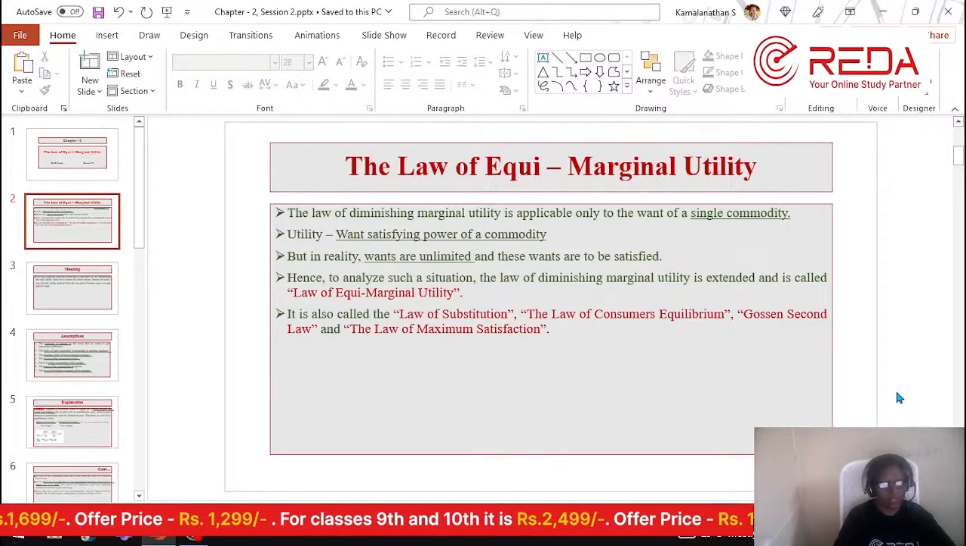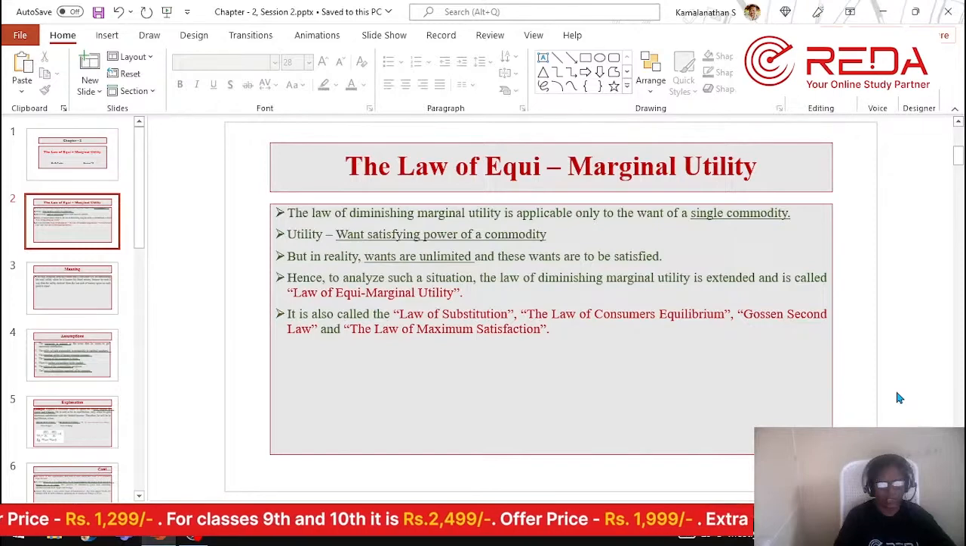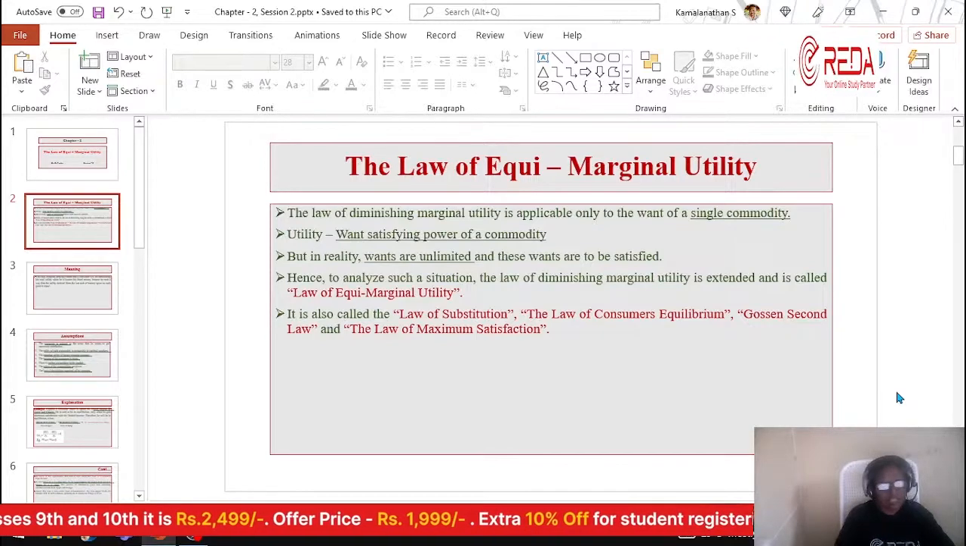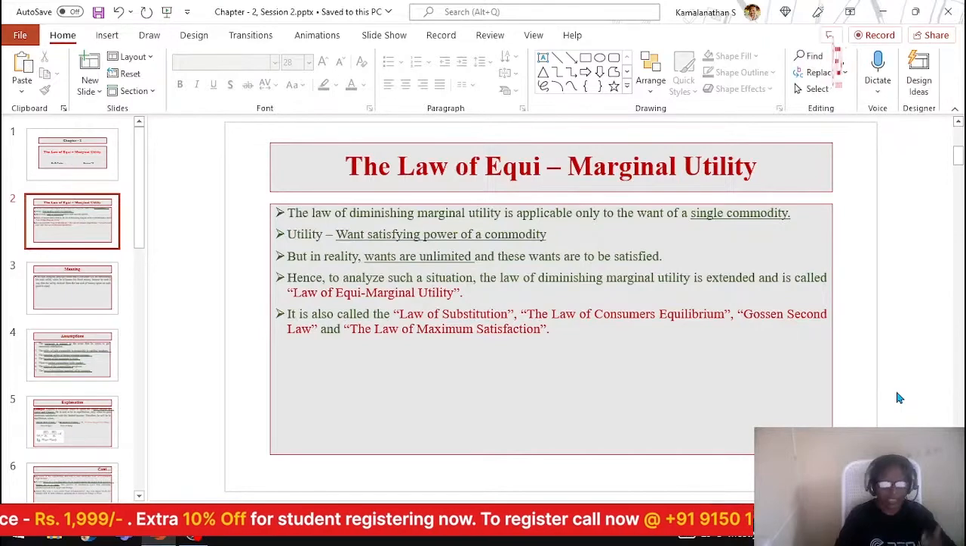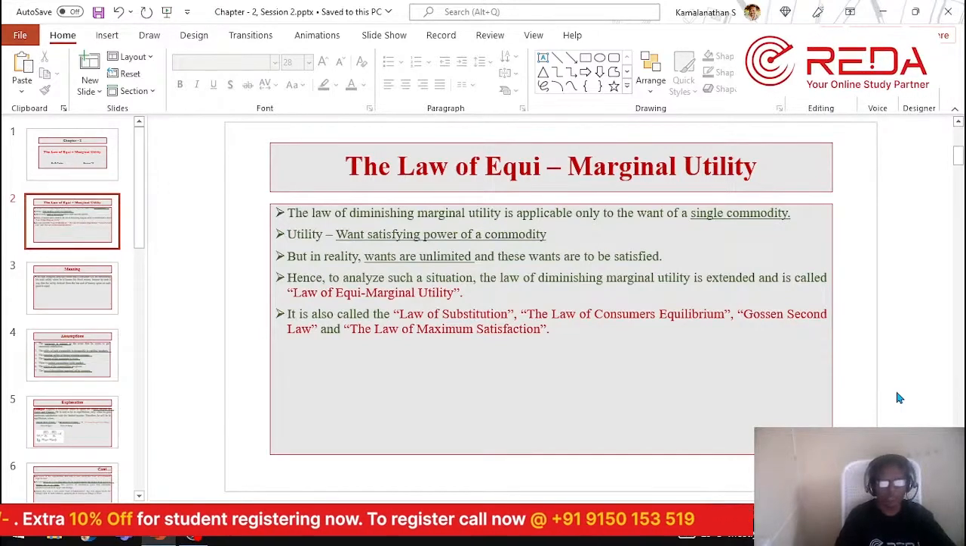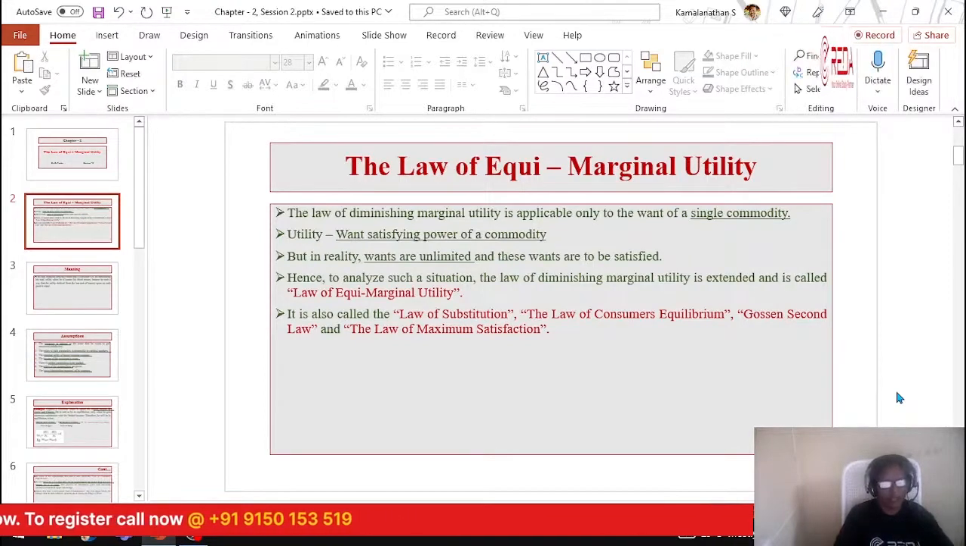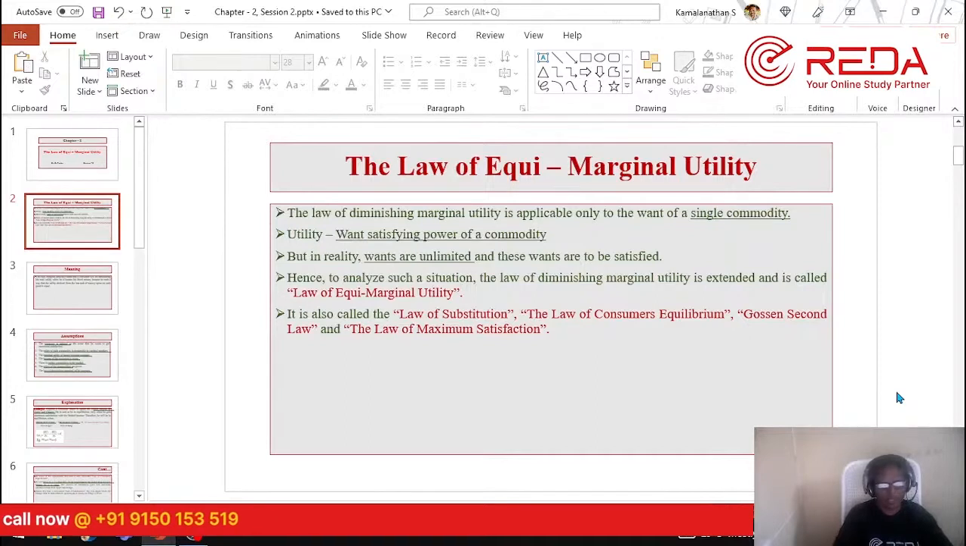So we have seen what need, wants, and utility are. This law of equi-marginal utility is the next stage of the law of diminishing marginal utility. The initial stage of the measurement of utility level is the law of diminishing marginal utility. The second stage of the measurement of utility is the law of equi-marginal utility.